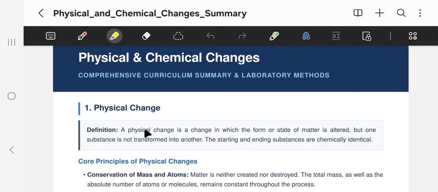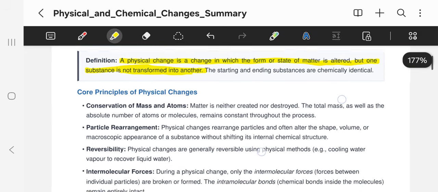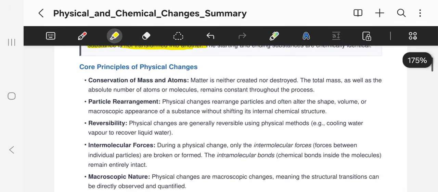It is when we have a change in the state of matter, but one substance is not altered into another. That's what physical change is. As you can see, the starting and ending substances will continue to be the same. Nothing will change. I will show you examples of this situation. And then these are the core principles of physical changes.